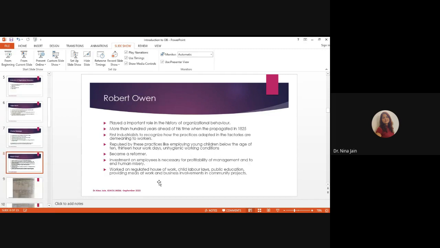Third person is Robert Owen. So, what did he say? He played a very important role in the history of organization behavior, and 100 years back in 1825, he propagated how to work in the factories. He was the first industrialist to recognize how the practices adopted in the factories are demeaning to workers. Demeaning means not suitable for workers.